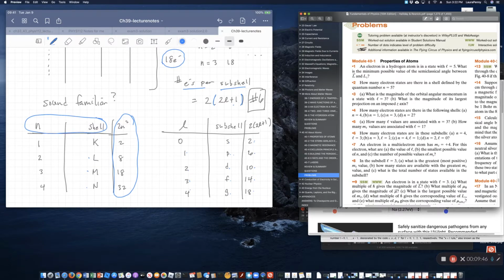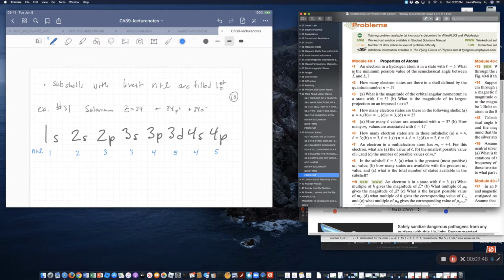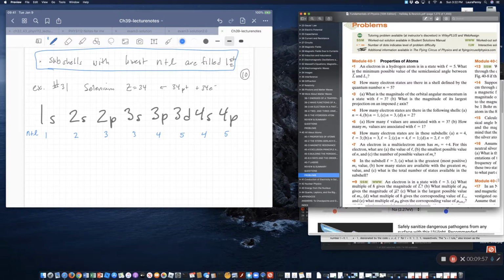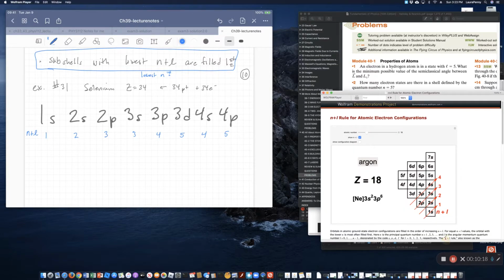Let's look at some more with this really quickly: filling up these subshells, so determining your electron configuration. The subshells with the lowest n plus l are filled first, with the lowest n being preferred. So you do the lowest n first before you do that. Number 31, let's look at that.